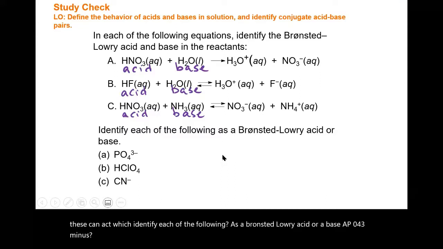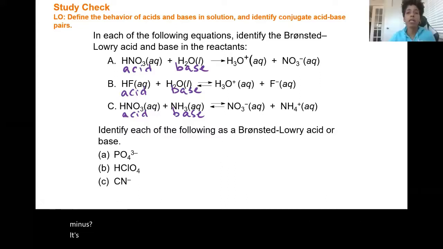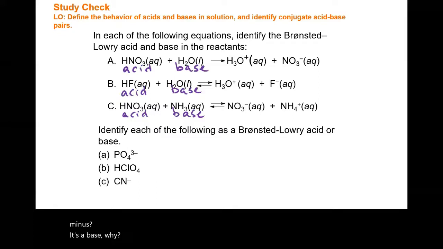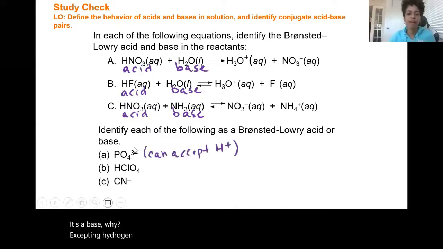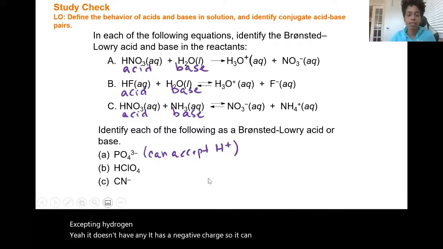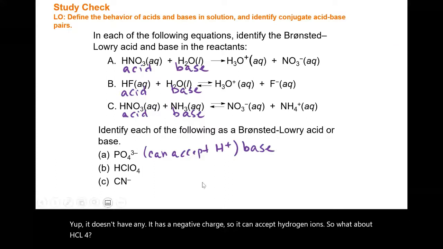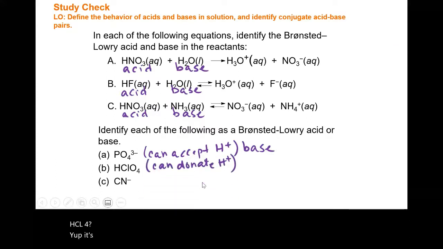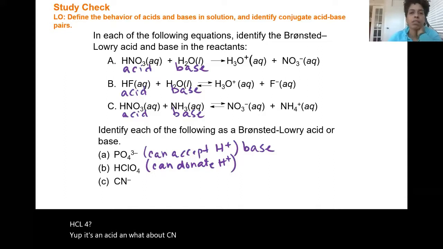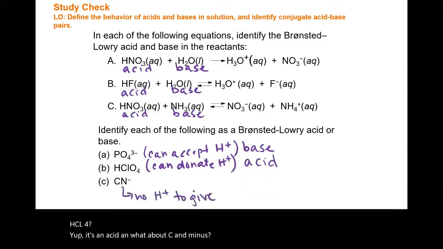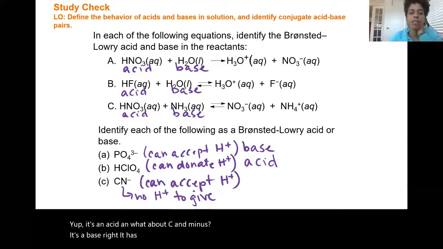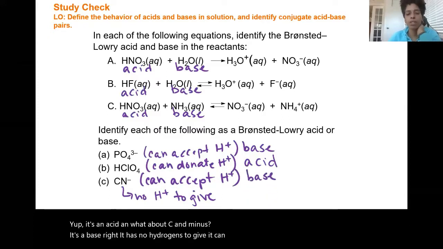A base. It's a base. Why? Because it is the one accepting hydrogen. It doesn't have any, it has a negative charge, so it can accept hydrogen ions. So what about HClO4? Acid. Yep, it's an acid. And what about CN-? Base. It's a base, right? It has no hydrogens to give. It can accept those protons, so it's a base.